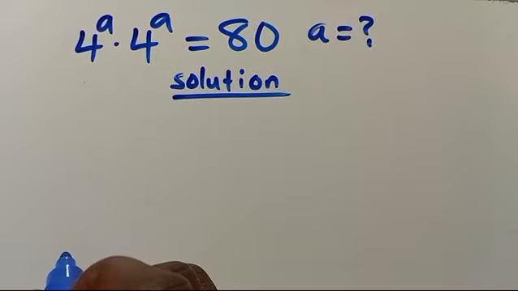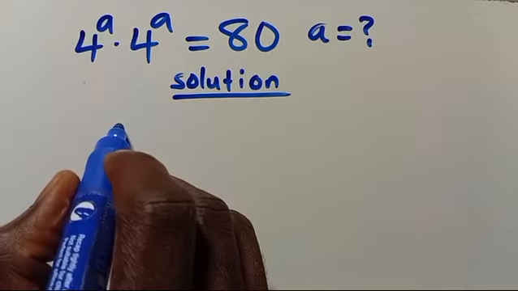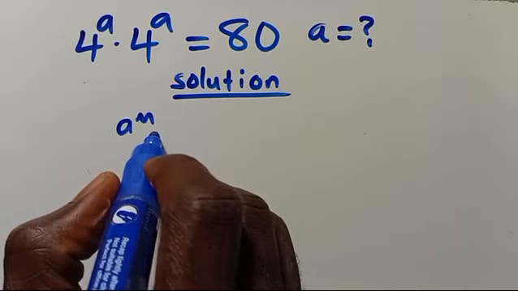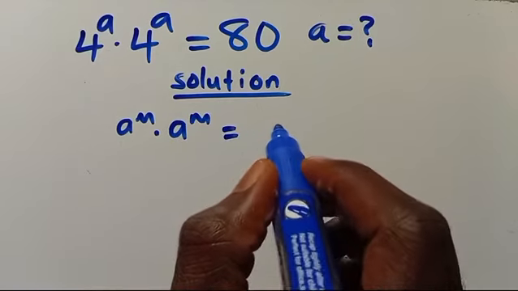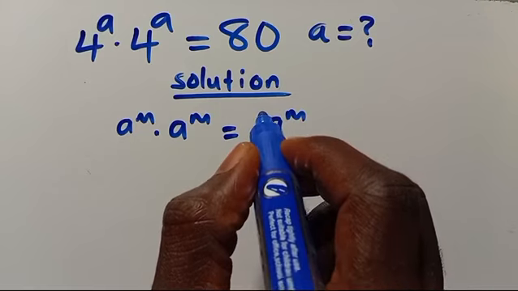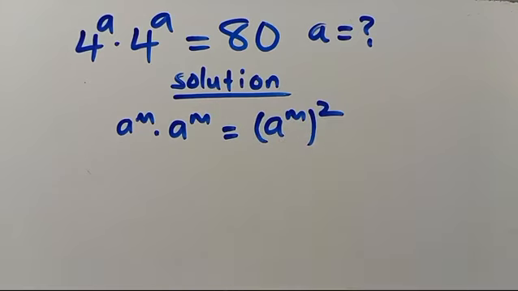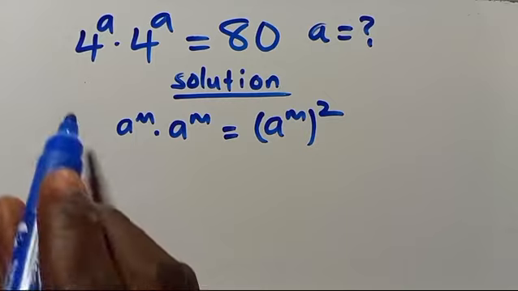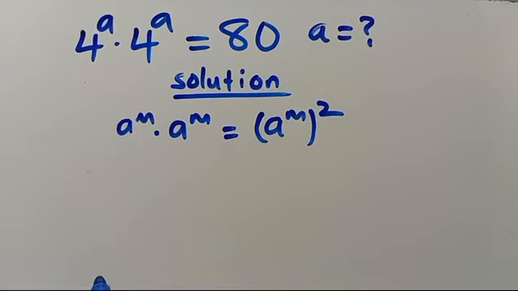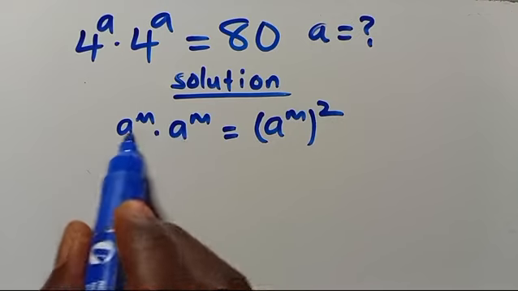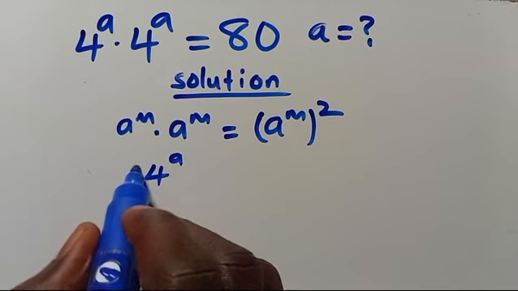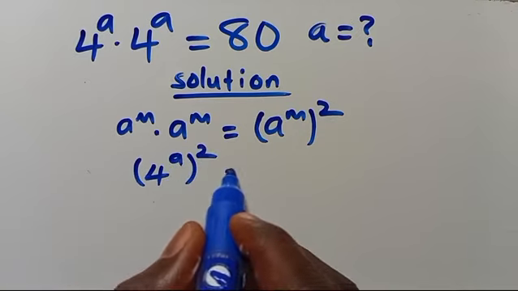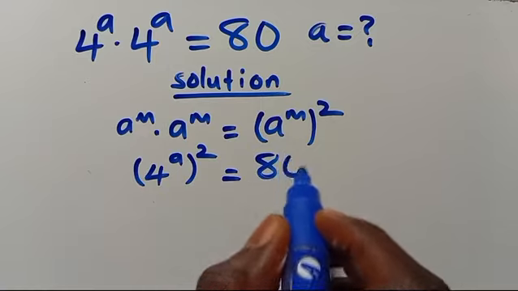So from here, let us recall that when we have a to the power of m times a to the power of m, this always equals a to the power of m in parentheses to the power of 2. So here we have 4 to the power of a repeated 2 times, the same base and the same power. So we are going to have 4 to the power of a in parentheses to the power of 2 equals 80.